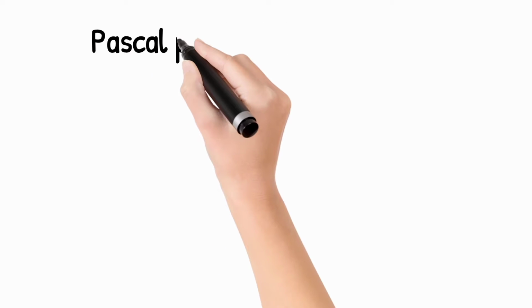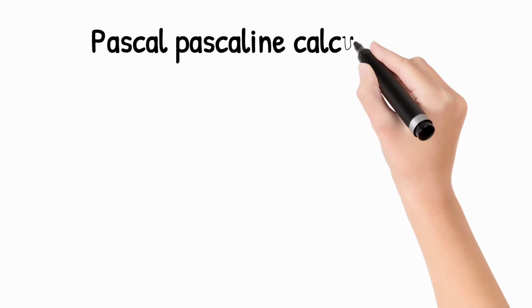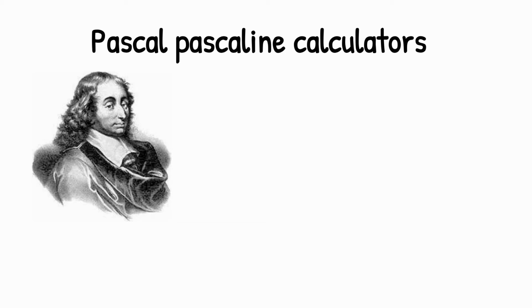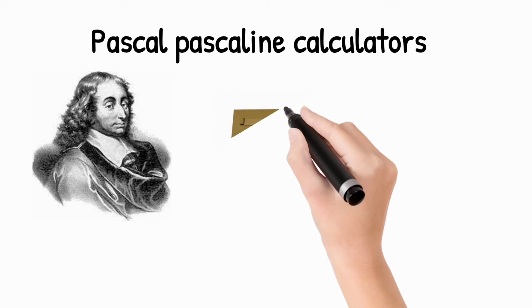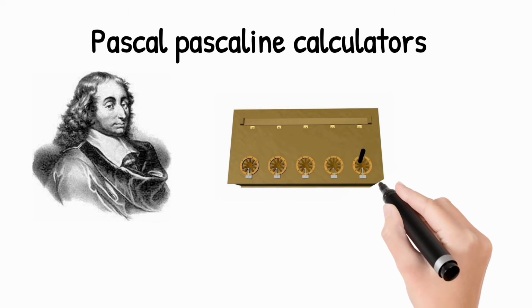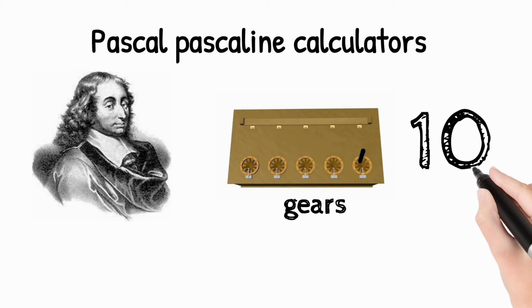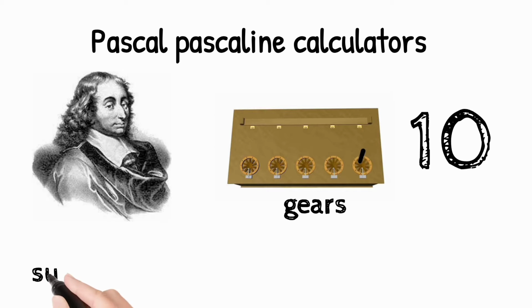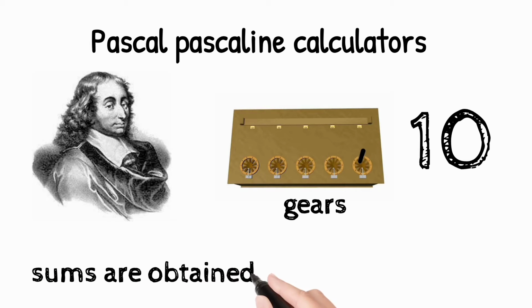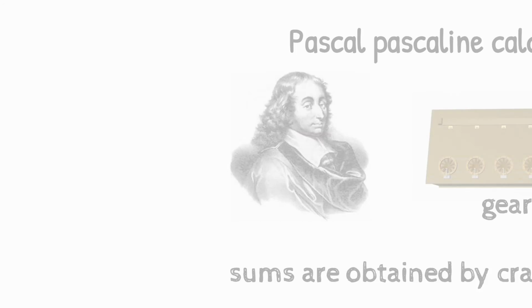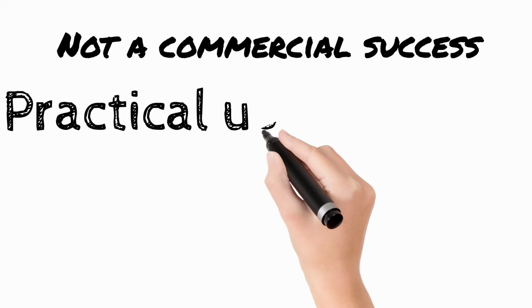Next, we are talking about a device called Pascal's Pascaline calculator. Pascal invented a machine that had a system of gears. A one-tooth gear engages its single tooth with a 10-tooth gear once every time it revolves. It takes 10 revolutions to rotate the 10-tooth gear once. Numbers could be entered, and the sums were obtained by cranking a handle. Pascal's calculator was not a commercial success because these devices could not be built for practical use.